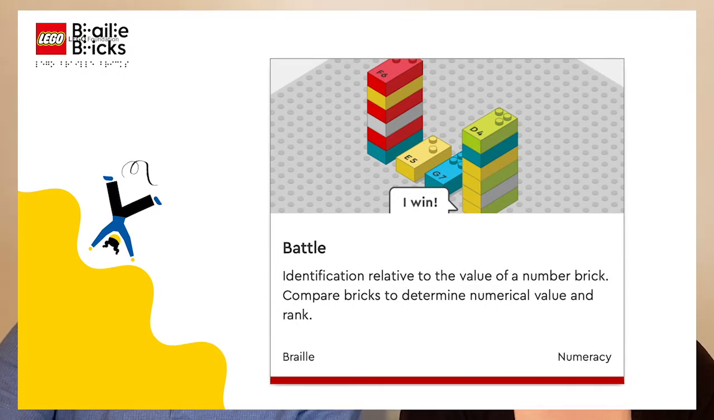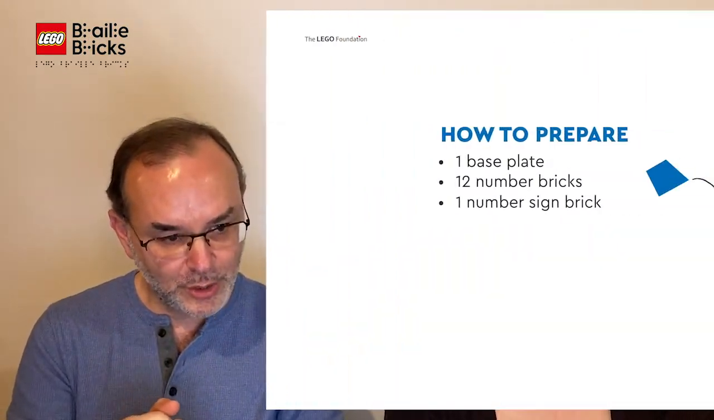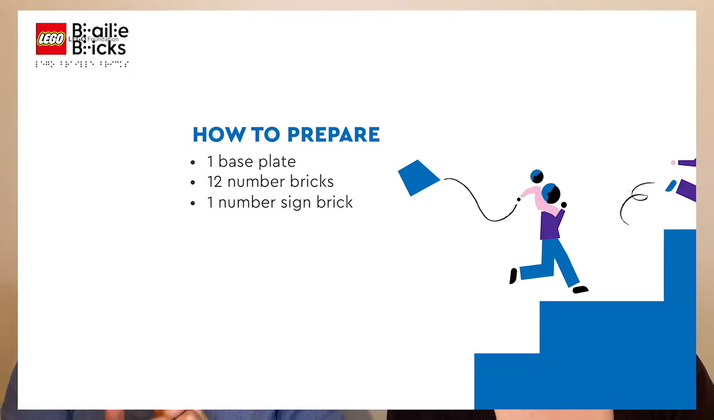Yeah, so the next activity is called Battle, and it's about identifying the relative value of numbers. It can be a game that we play with cards also, so maybe some of you may know this game already. So just to see how to prepare, and I would like you at home to prepare, because I said I will need at least 2 people to be ready. You just need to have one base plate. Even if you don't have the base plate, that's not a problem. But you need to have 12 number bricks, so that means at home you just need to have 6 of them, and 1 number sign brick.